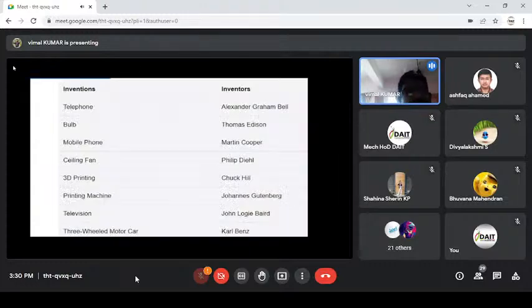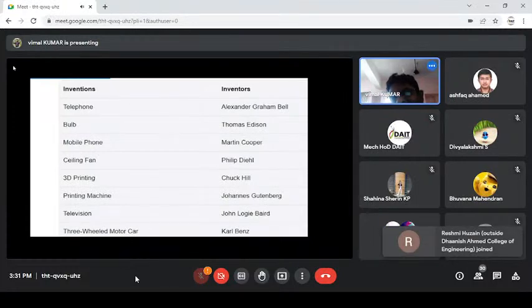Now I'll be discussing some of the inventions and the inventors. The telephone is the thing which was invented by Alexander Graham Bell. Then the bulb was invented by Thomas Alva Edison. Then the mobile phone, which we are using regularly nowadays, by Martin Cooper. And the ceiling fan, Philip Diehl. 3D printing by Chuck Hull. The printing machine by Johannes Gutenberg, and the television was invented by John Logie Baird.